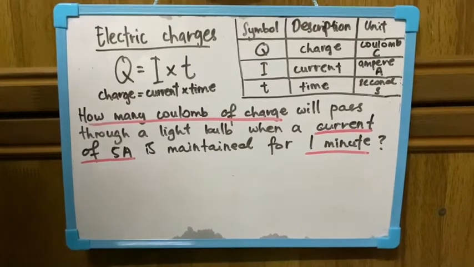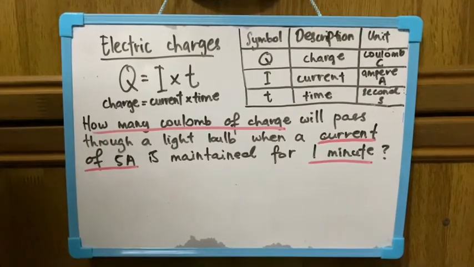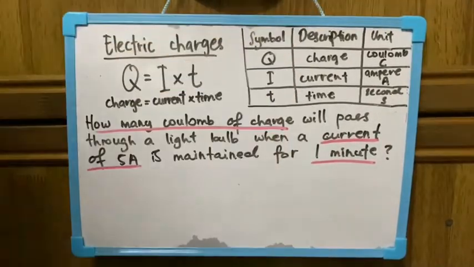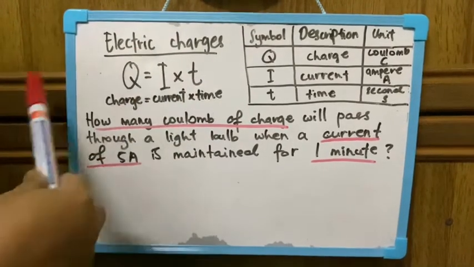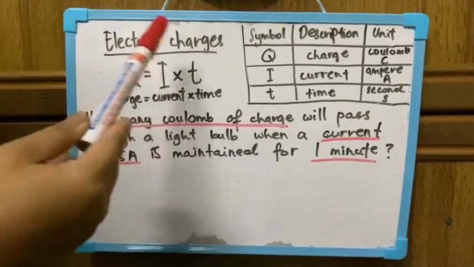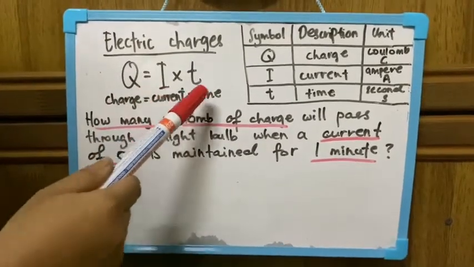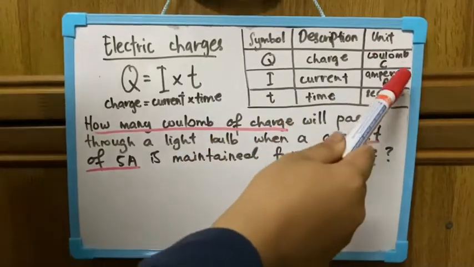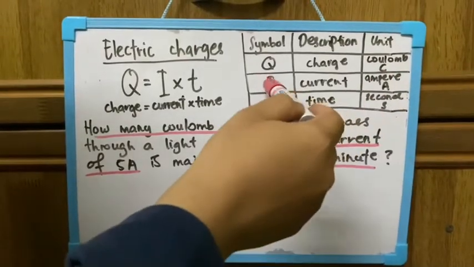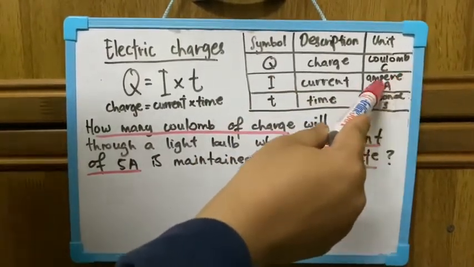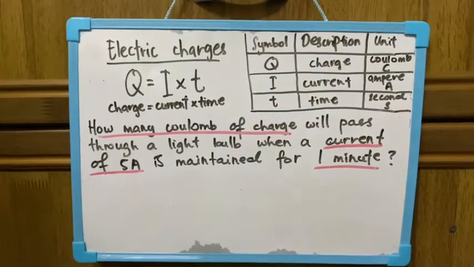So, in this video, I will share with you how to calculate electric charge. First and foremost, I will refresh what is the electric charge equation that you have to remember. So, Q equals I times T. Q is charge, I is current, T is time. The unit for charge is coulomb or C. The unit for current is ampere or A. And the unit for time is, of course, second.